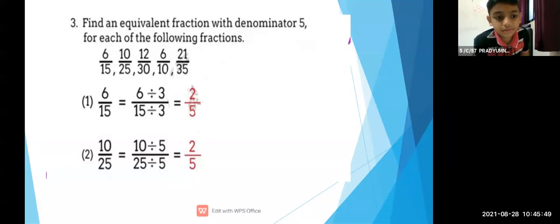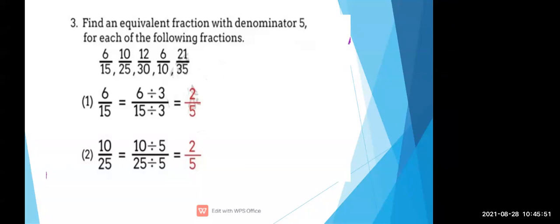Okay, welcome. Now here you are going to find an equivalent fraction. I told you that in equivalent fractions the denominators are different, but the values we are getting are equal. So you have to find an equivalent fraction with denominator 5. Denominator will be 5, and you have to find this for each of the following fractions. Clear? Now, the first question is 6 upon 15. Now see, I'll show you.